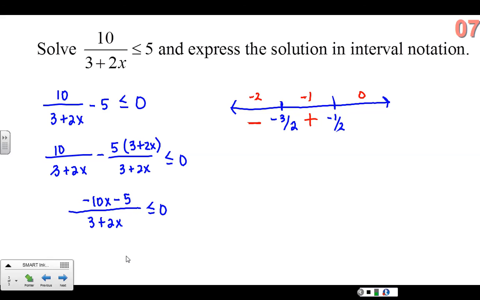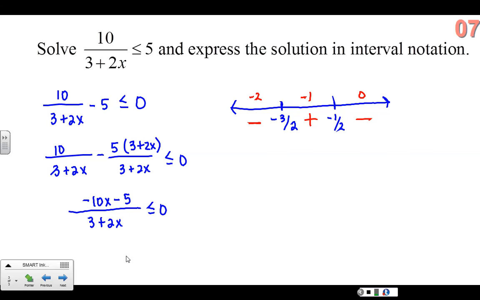And then the last interval check, we could use the test point of 0. Let's see what we get here. If I do 0, negative 10 times 0 is just 0. Minus 5 would be negative 5. And 3 plus 2 times 0 would just be 3. So we're negative in that interval as well.